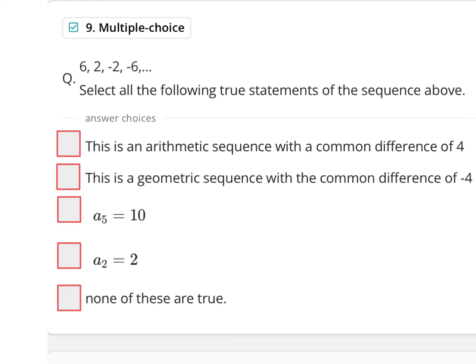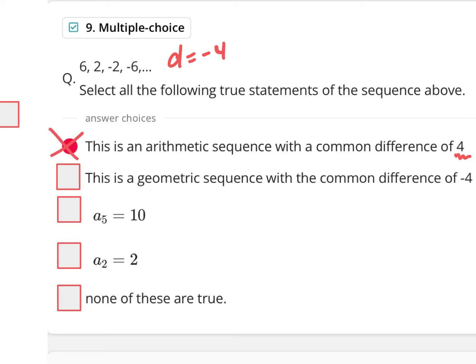We have a sequence up here. It says select all the following true statements about this sequence. This is an arithmetic sequence with a common difference of 4. Well, if I go negative 6, take away a negative 2, that will not give us 4. If I go negative 2, take away 2, that'll give us a negative 4, not a positive 4. And 2 take away 6 is a negative 4, not a positive 4. So this is definitely false because the common difference is negative 4, and over here it says positive 4, so that's false.